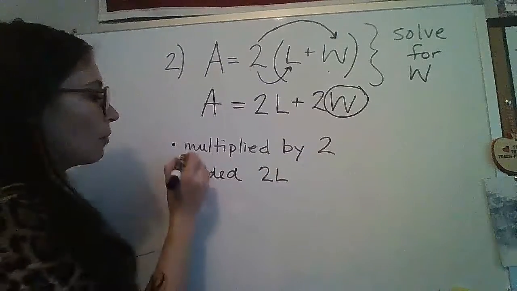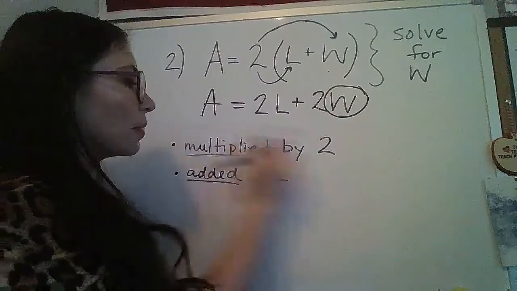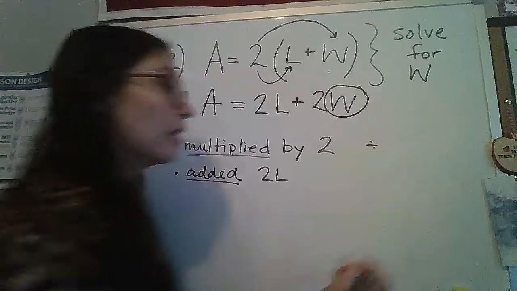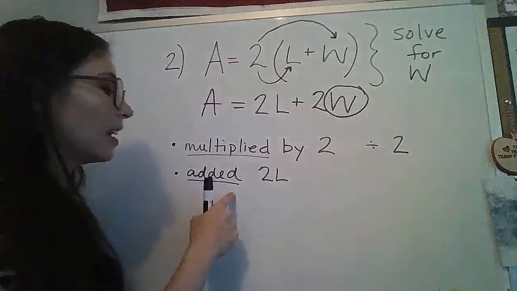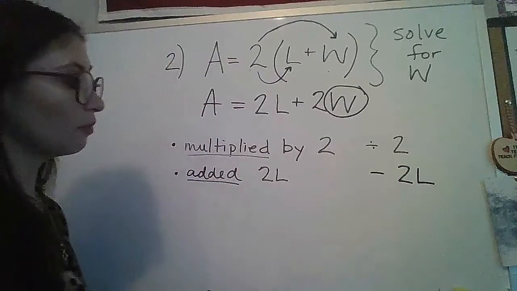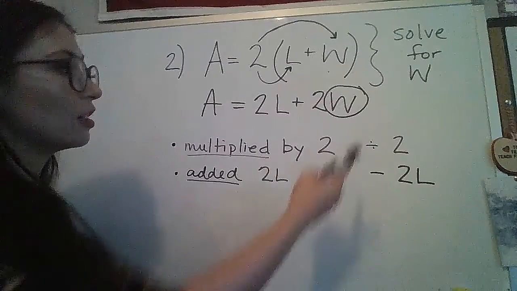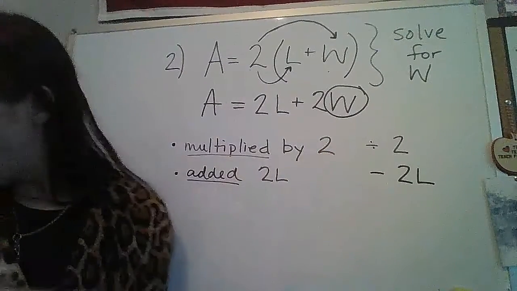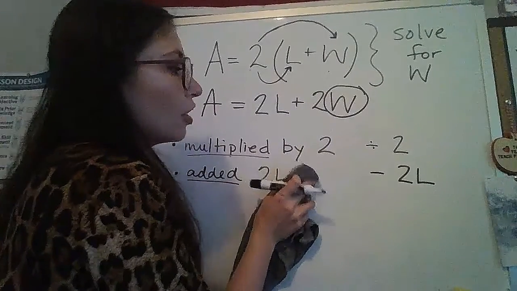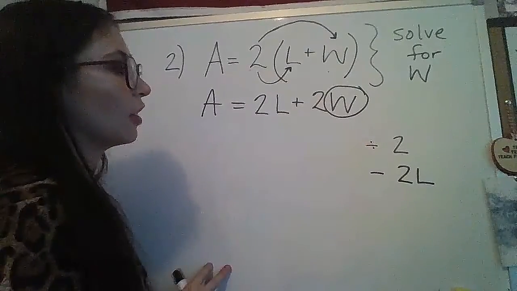So to solve this, I'm going to write down the opposite, the inverse operation. The opposite of multiplication is division. So my final answer is going to be divided by 2, and it's going to be subtracted by 2L. So the first thing that I want to undo, I can choose to undo the division by 2 or undo the subtraction of 2L. We're going to do it both ways. Let's try undoing the division first.